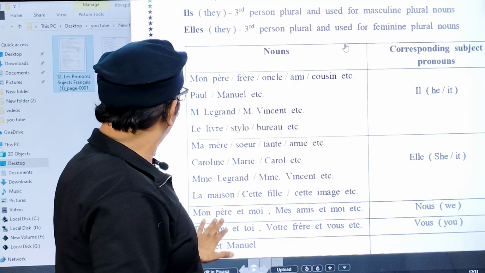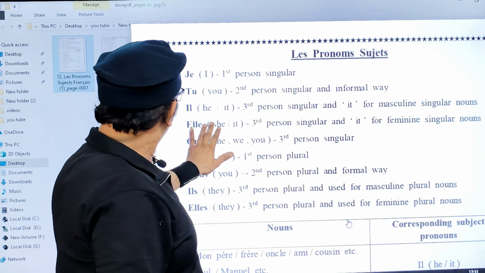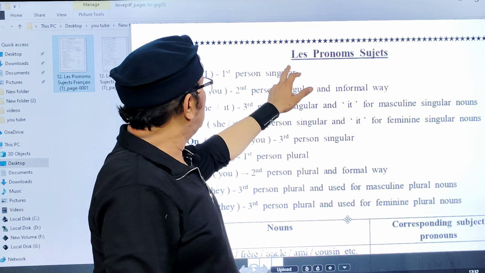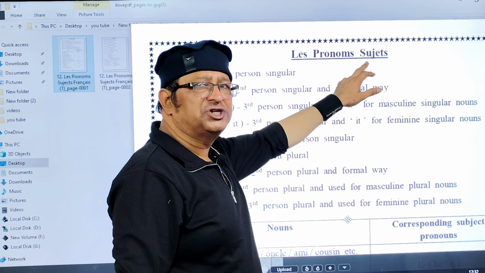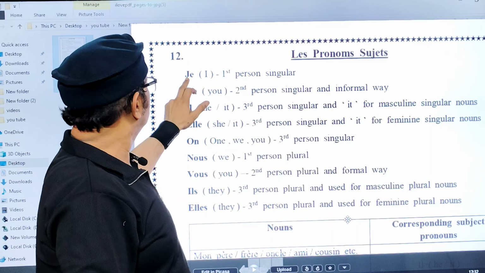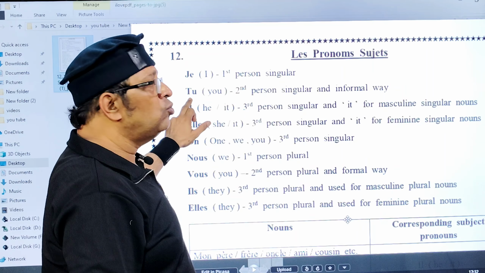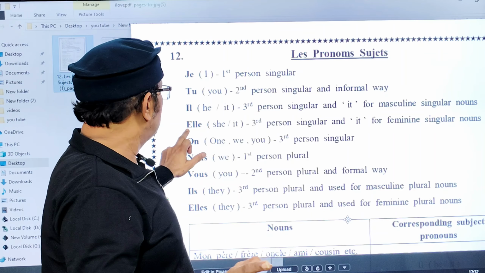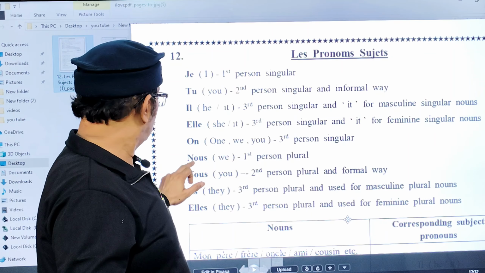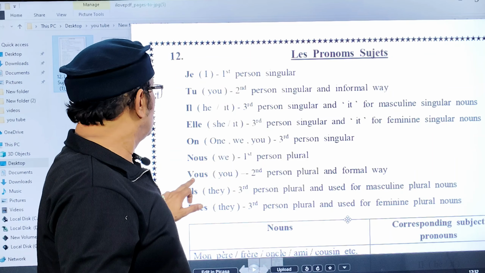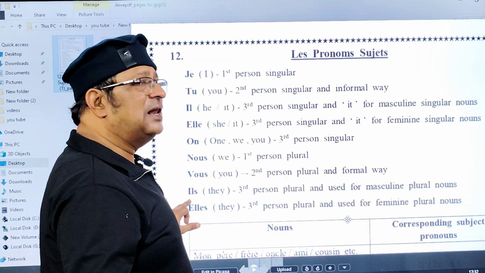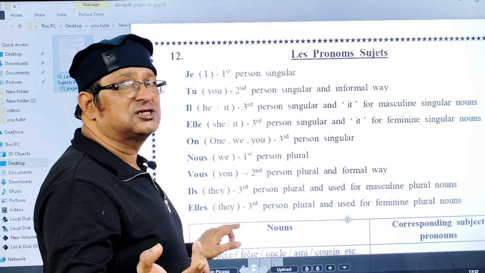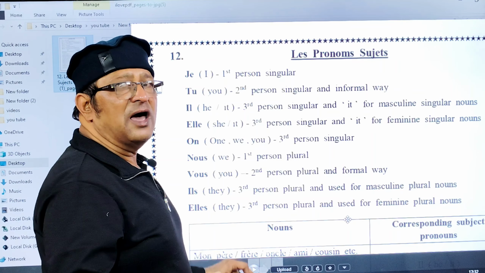Now I am going to tell you pronunciation once again. Les pronoms sujets: je, tu, il, elle, on, nous, vous, ils, elles. Don't use ils for elles. Plural will be ils, elles.